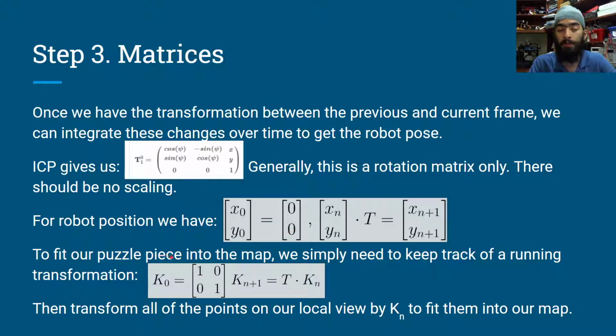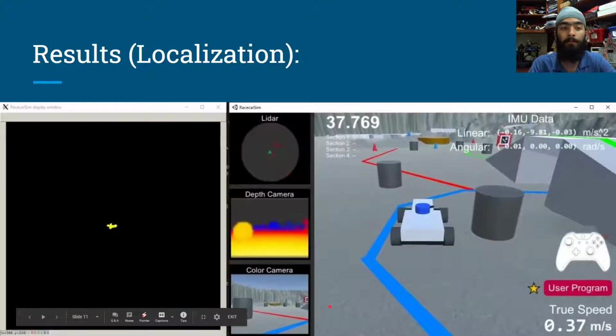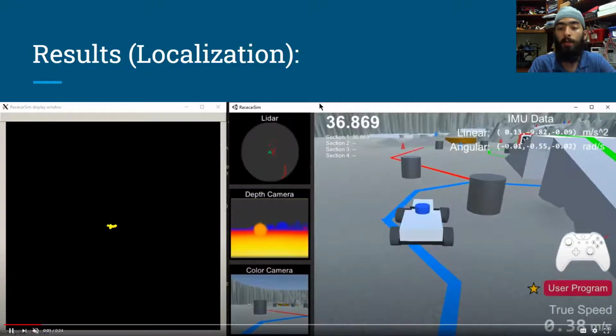Next, to fit our puzzle piece of a scan into the map, we also need to keep track of a running transformation, which tells us how to rotate and scale the points. This is done by starting with the identity matrix here, called K, and then every frame calculating K of n plus 1 based on the transformation that is given by the ICP algorithm between the frames. Then we can use K of n to transform all of our points on our local view and place them into our map. So here are the results of the localization algorithm.